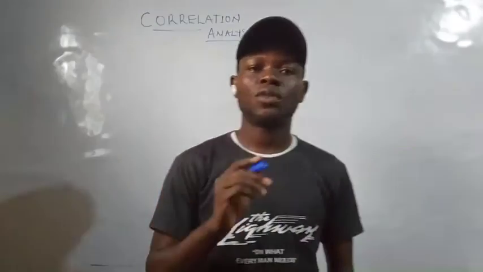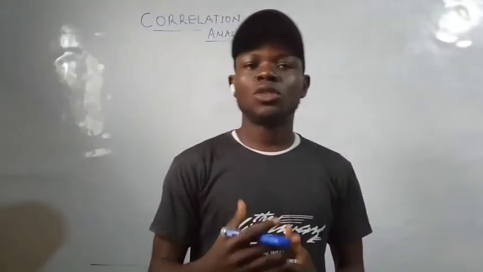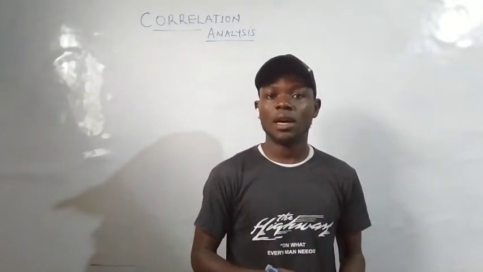In our last class, we dealt with the concept of correlation analysis, and we defined correlation to be a statistical method by which you can measure the relationship between two variables, say x and y. And we said there are tools and means by which you can measure this relationship, one of which we discussed in the last class was called the scatter diagram.